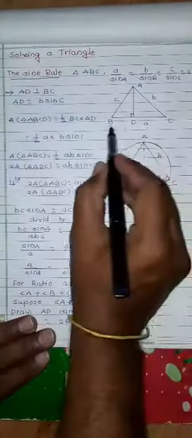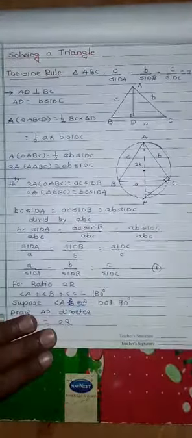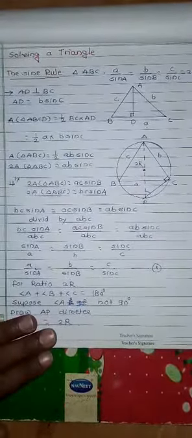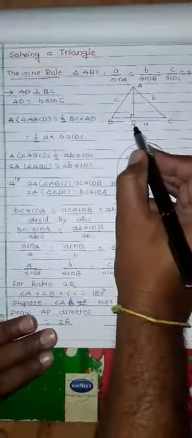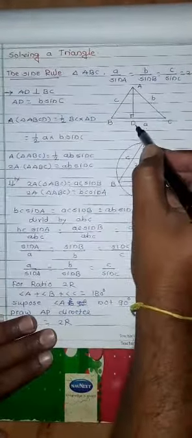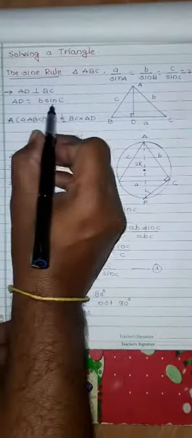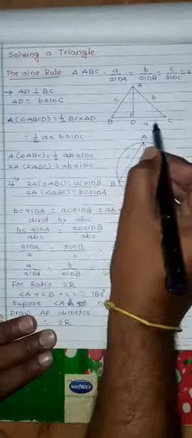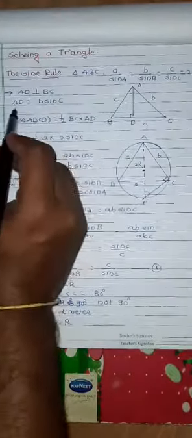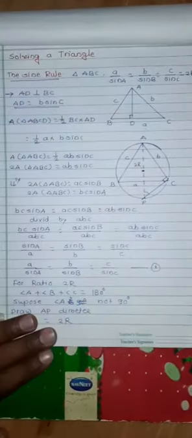AD is perpendicular to BC. Then we have to calculate AD. How can AD be calculated? AD is calculated as b sine of C. After that, how can it be calculated? We discussed this in the previous topic also.